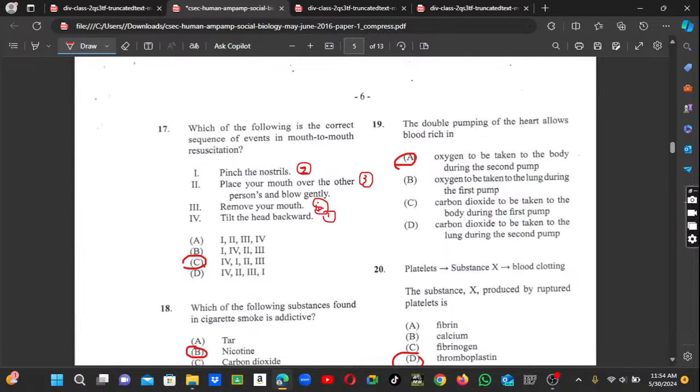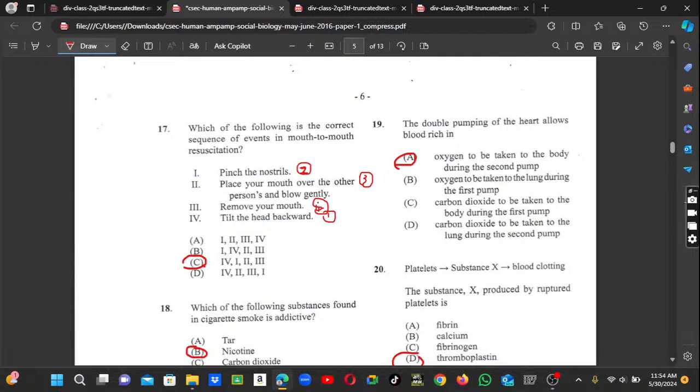Alright, number 19 now. It says the double pumping of the heart allows blood rich in. So we are seeing that the double pumping of the heart will allow the blood rich in oxygen to be taken to the body. That's during the second pump. So the answer for number 19 would be A.